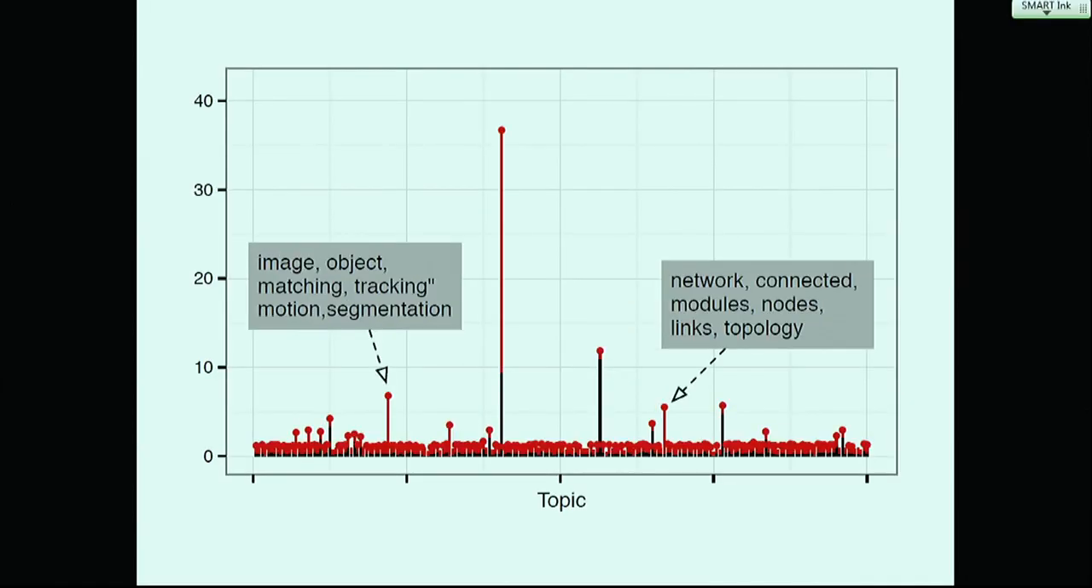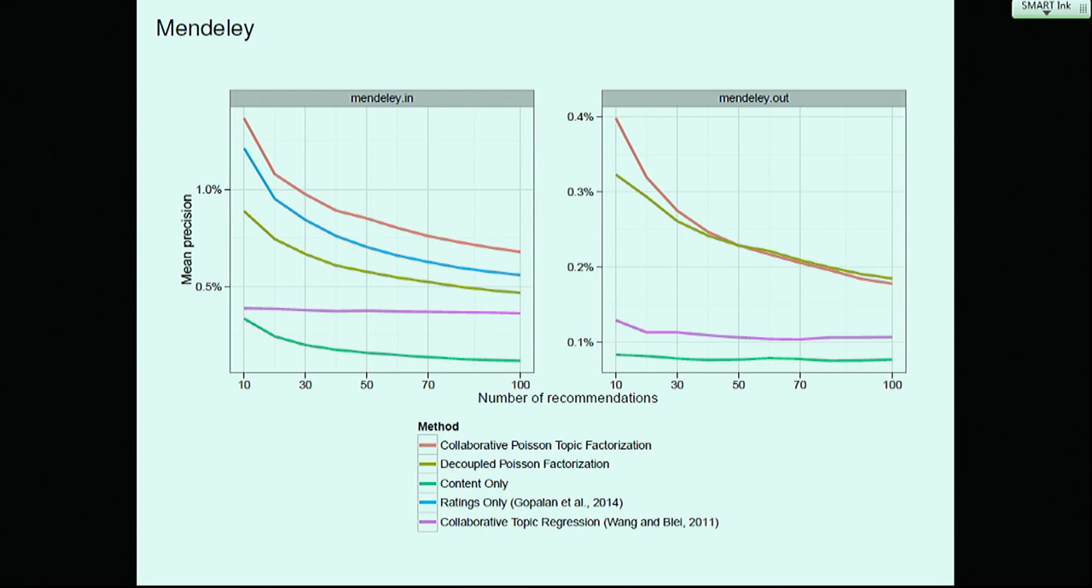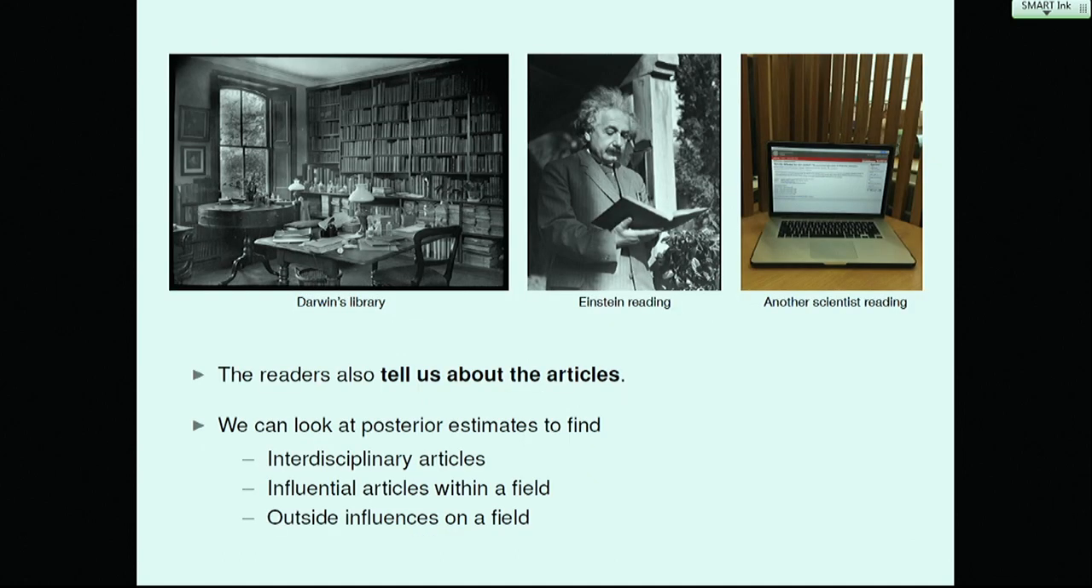You wouldn't tell the difference between when somebody's interest in a paper aligns with what the paper is about. But without the user behavior data, the EM paper would only look like this. Okay? You've been to many computer science talks. This is what you would expect. More interesting to me is that the readers also tell us about the articles, okay?